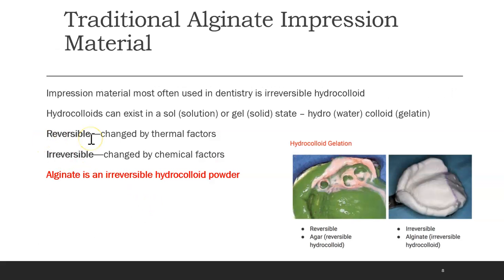So there are reversible hydrocolloids that are out there, and there's also irreversible hydrocolloids. What irreversible hydrocolloid is, it's basically alginate. That's a good example of alginate, and it's irreversible because you can't get it back to its liquid state. But there are some reversible ones, like agar. And what happens is if you take this impression with a thermal factor, so with heat, you may be able to get it back to its original state. But the one we use in dentistry is the irreversible one, the alginate. They do not change their physical state after it becomes solid.